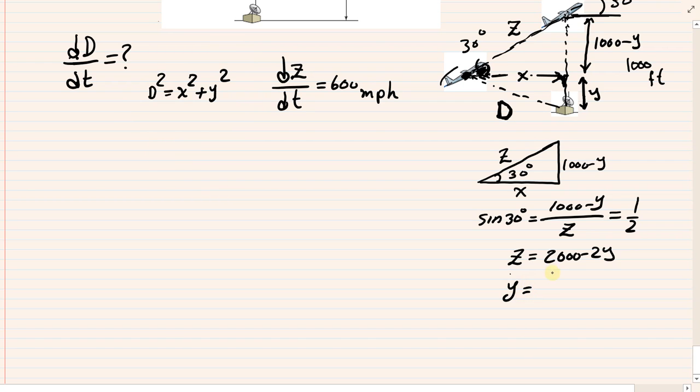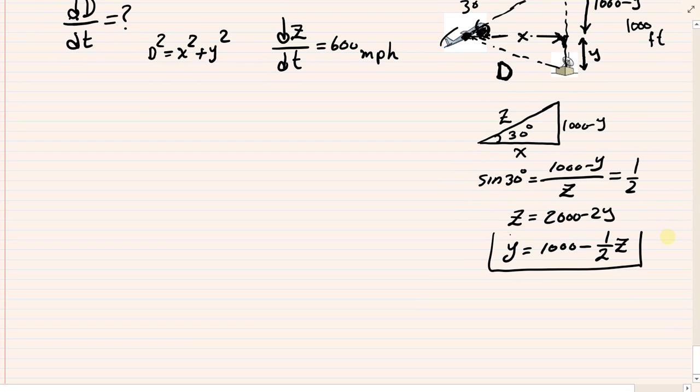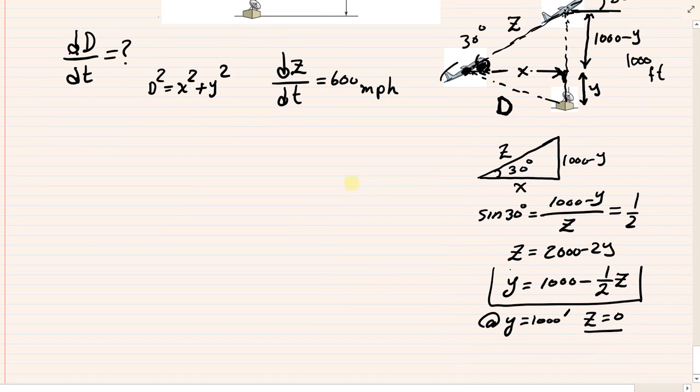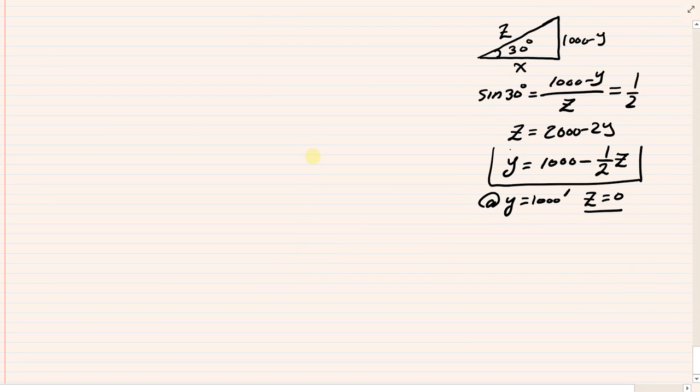So Y is equal to 2,000, bring it to the other side, becomes negative 2,000, divide both sides by negative 2, it becomes 1,000 minus 1/2 Z. So now I can write Y in terms of Z. So keep in mind though, when Y is 1,000 feet, this becomes 0, right? Z is 0, which makes sense. That's exactly the time when the plane is directly above the radar. Okay, so that Z is going to be 0.